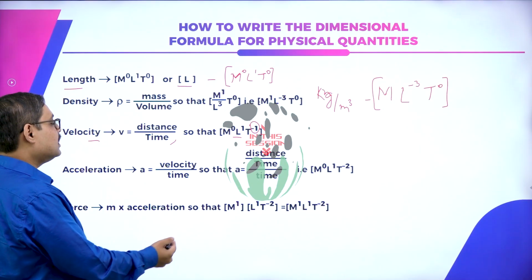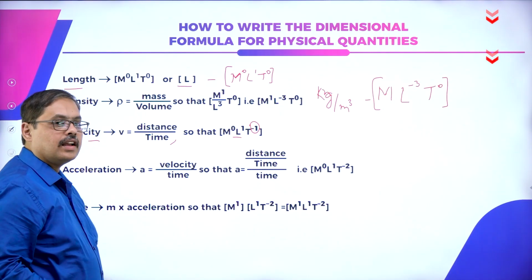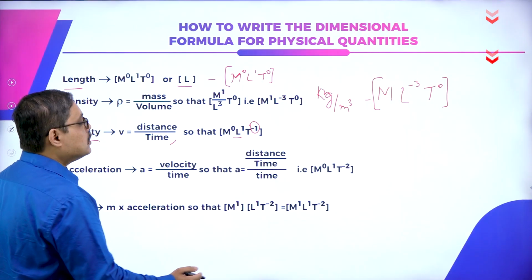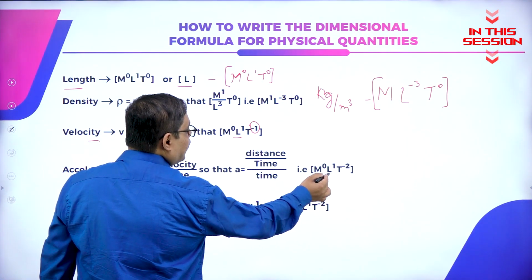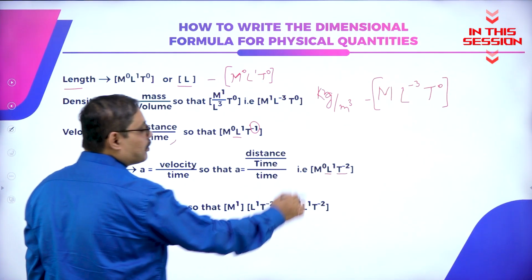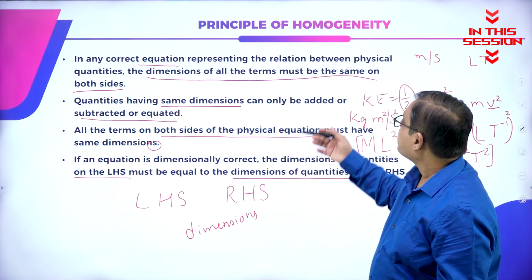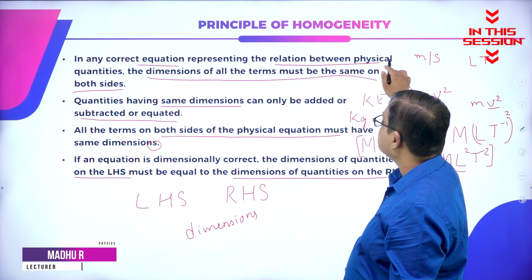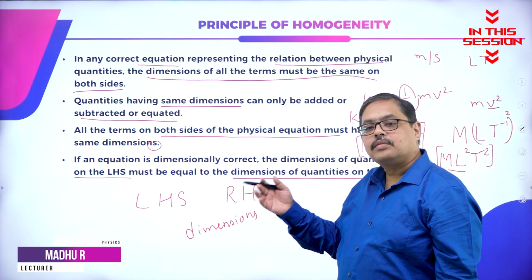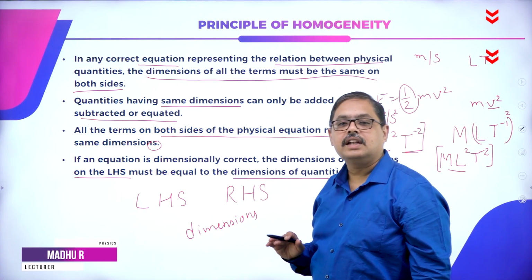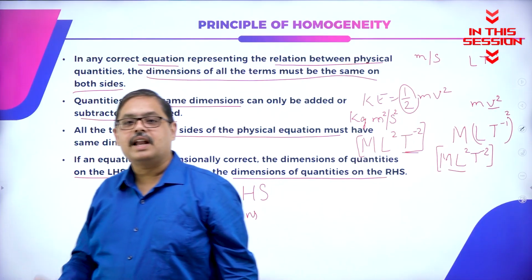Similarly, acceleration is rate of change of velocity, or velocity by time. So it becomes L power minus 1 and time power minus 2. In a correct equation which is representing a relation between any physical quantity, all the terms on both sides of the equation must have the same dimension.